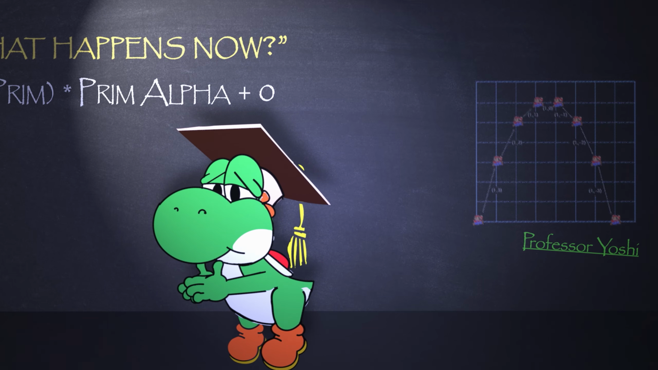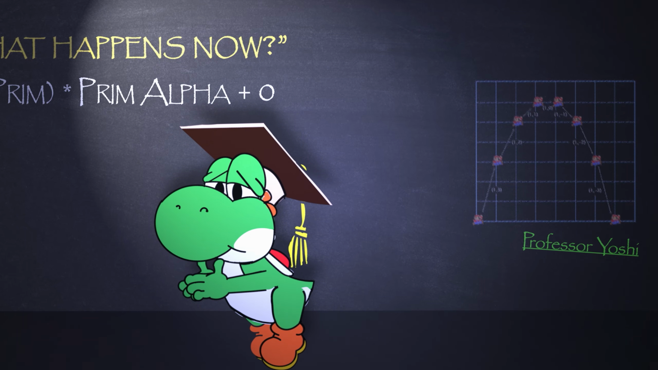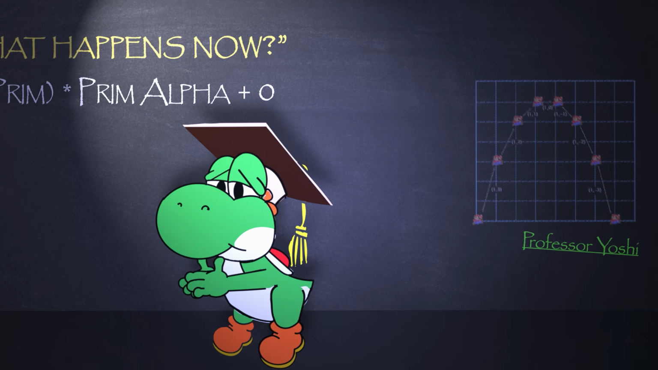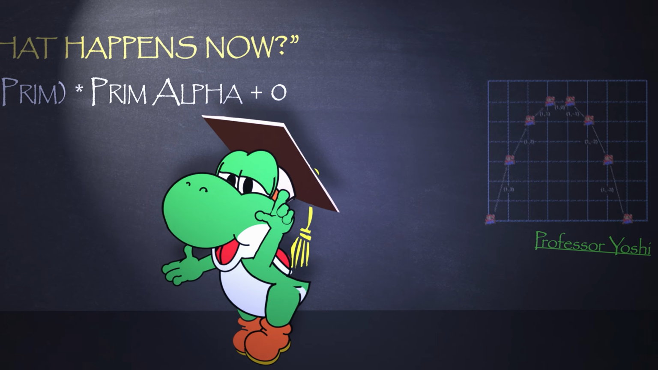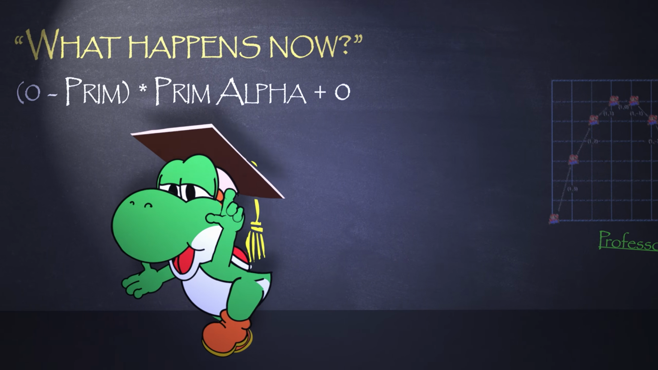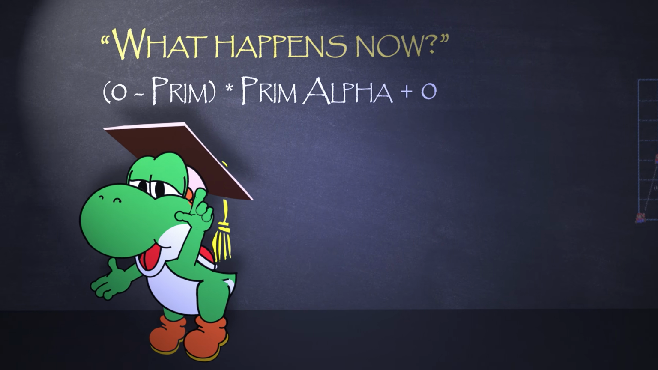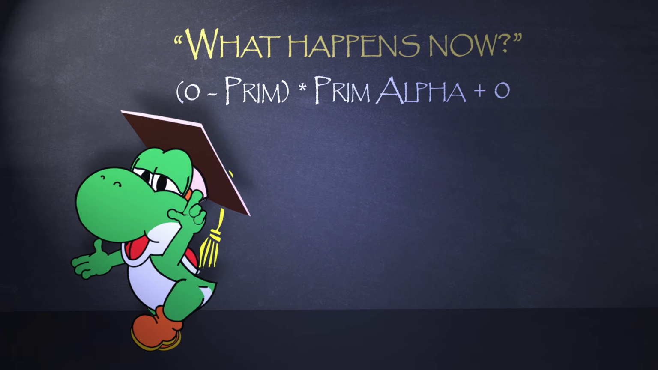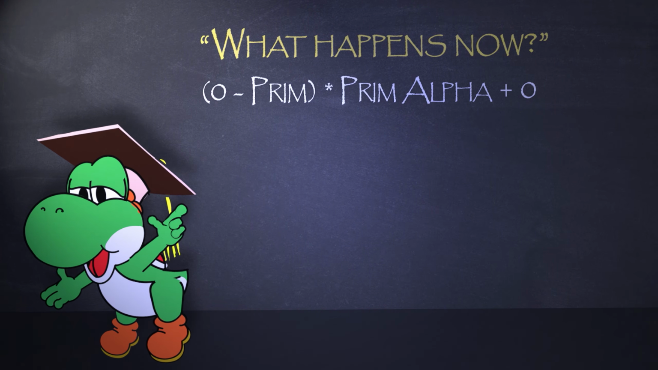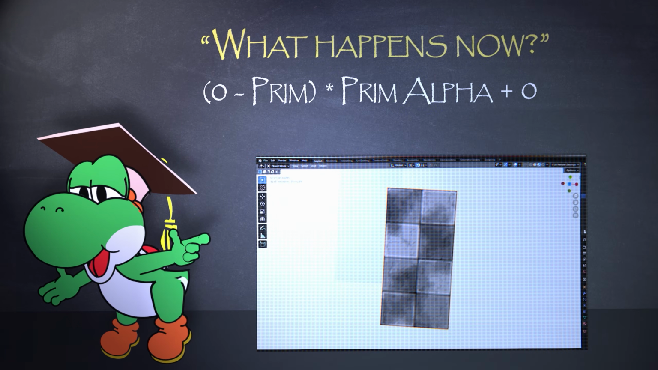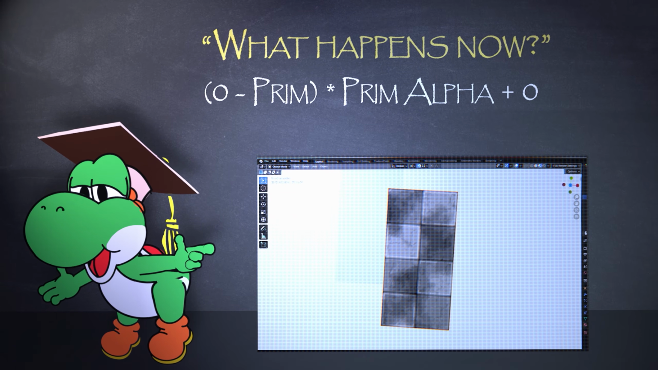Now, I have a secret to confess. There is more to the combiner than I have let on so far. And the attentive viewer will have thought about this one already. Some of you may be wondering, this formula can easily evaluate to something outside of the 0 to 1 range. For example, you could simply subtract the color from 0 to get a negative value. What happens then? Well, for a while, nothing.